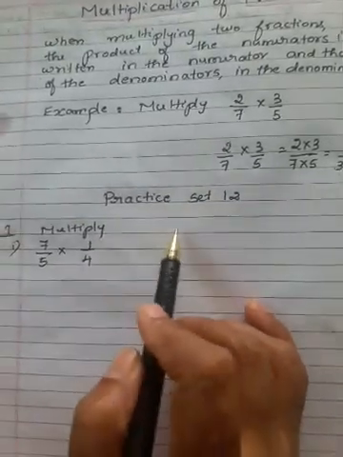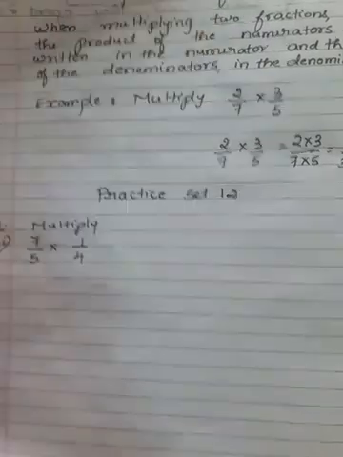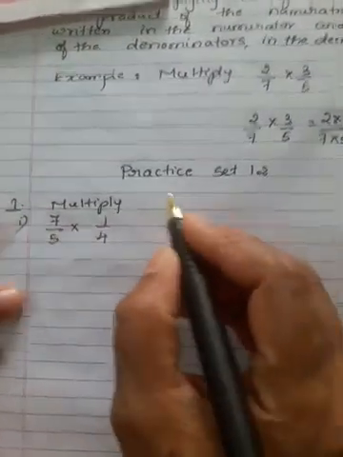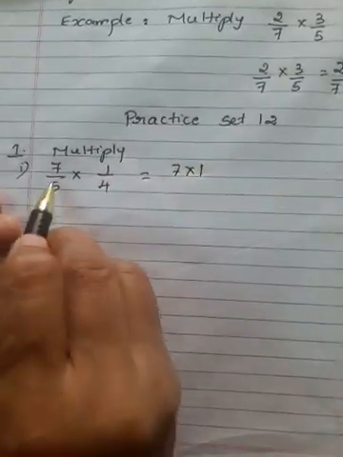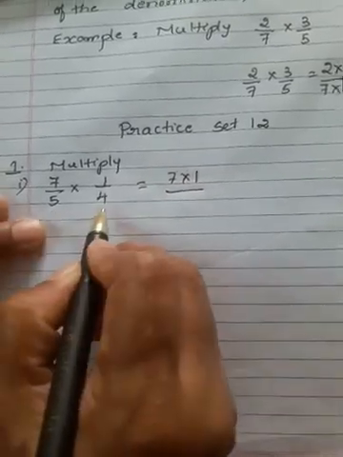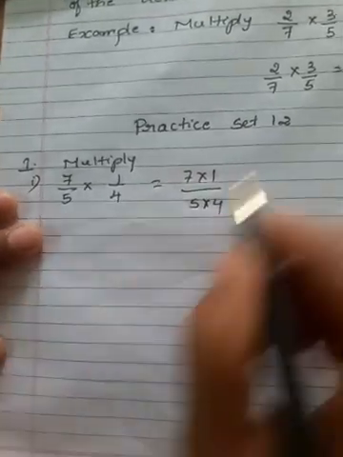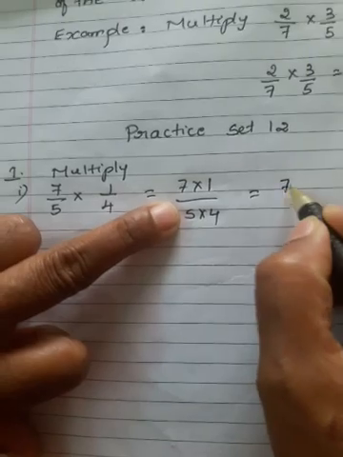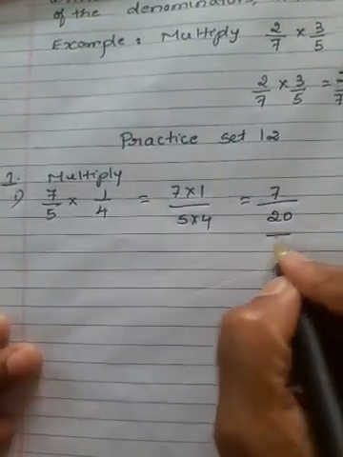Now let's go to practice set 12. The first question here it is given, 7 upon 5 into 1 upon 4. So what we should do? Multiply numerator by numerator, 7 into 1, and denominator by denominator, 5 into 4. Then write the product. 7 into 1 is 7, 5 4s are 20. So this is the answer.